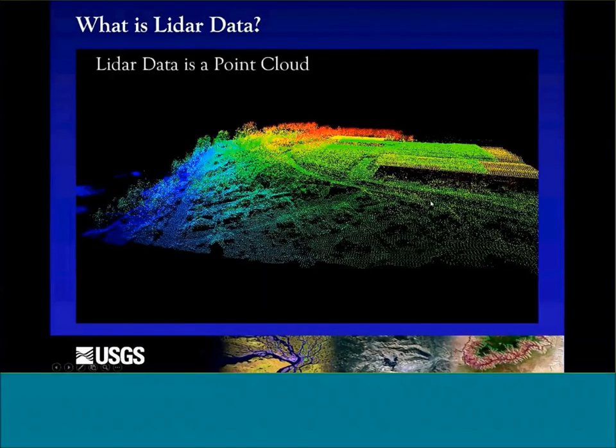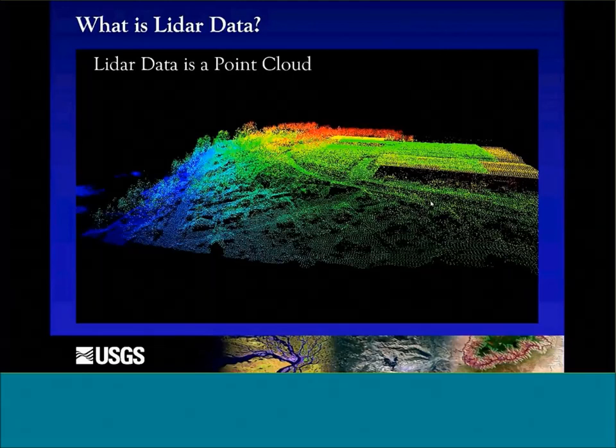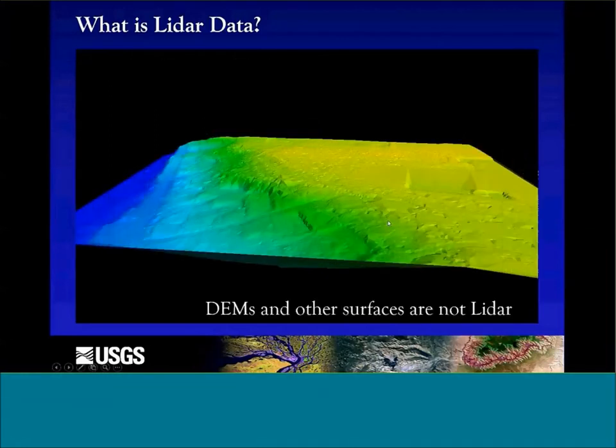So what is LIDAR data? Well, LIDAR data is a point cloud. It's what we are seeing here. There is no continuous surface. It's just a bunch of points. This is a surface, and it is not LIDAR. It's a DEM, and it may be LIDAR derived, but it's just a DEM. Particularly early in the industry, these surfaces that were LIDAR derived were referred to as LIDAR, but they in fact really are not. LIDAR is the point cloud itself.